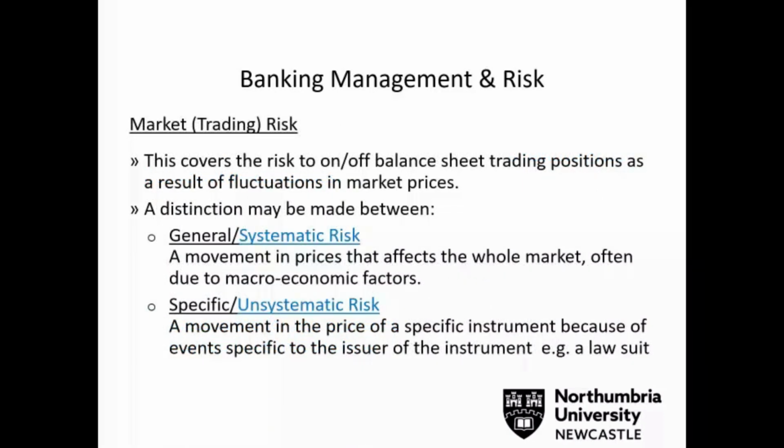We also have something called market risk, and this is split down to two factors. It could be what's known as systematic risk, where you have price movements of assets based on macroeconomic factors. So basically all prices move in the same direction because of something external.